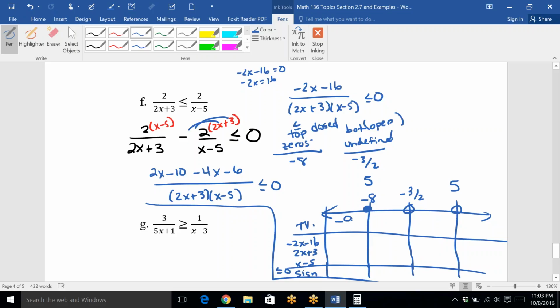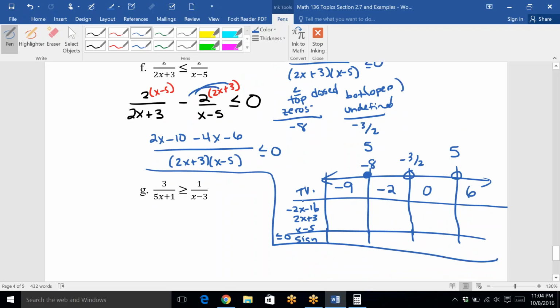So smaller than -8 would be -9. Between -8 and -1.5, I could use -2. Bigger than -1.5 but less than 5, I could use 0. And bigger than 5, I could use 6. So -9 times -2 would actually be +18. Minus 16 is +2. 2 times -9 would be -18. Plus 3 would still be negative. -9 minus 5 more is still negative. 2 negatives multiplied or divided together make a positive. -2 times -2 would be +4. 4 minus 16 is actually negative. 2 times -2 would be -4.